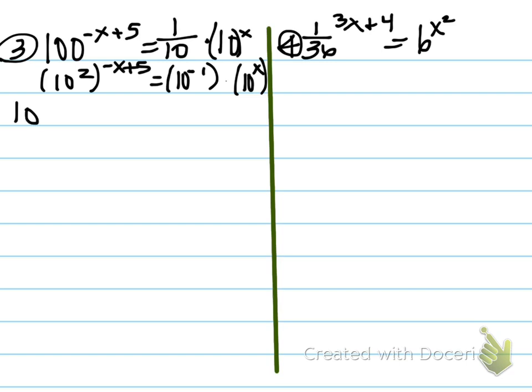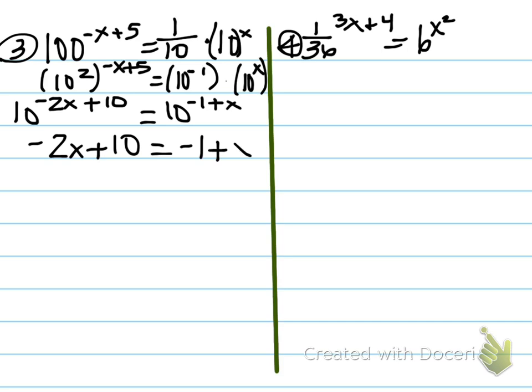So we have a little bit more than a power to a power to do here. So we get negative 2x plus 10 for this exponent. And here, when we multiply like bases, we add the exponent. So we're going to do negative 1 plus x. Now that we have the same base, we can set our exponents equal. And we are going to isolate x. So we get x equals 11 divided by 3.